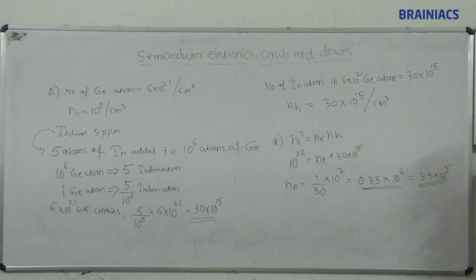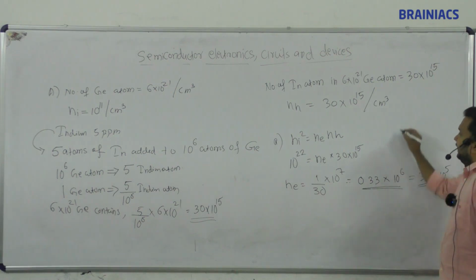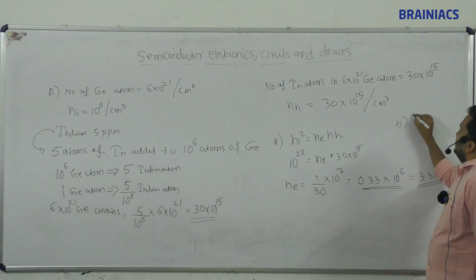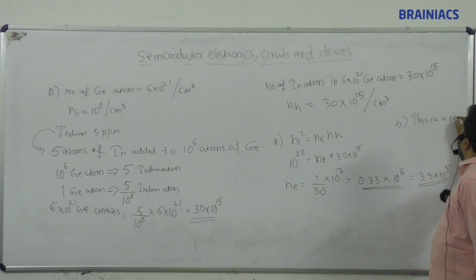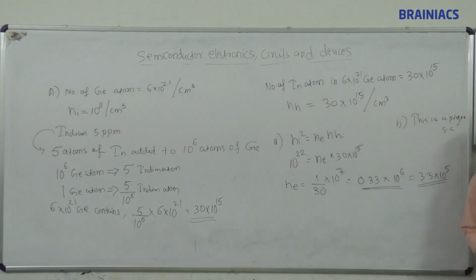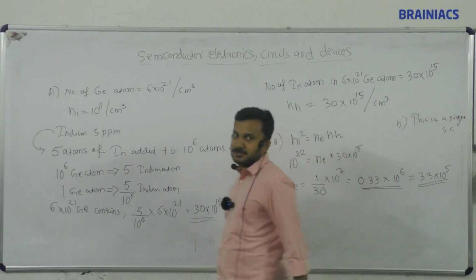This is what type of semiconductor? P type. So next one, this is a P type semiconductor. Okay, now can you tell me what is the difference between the previous question and this question?